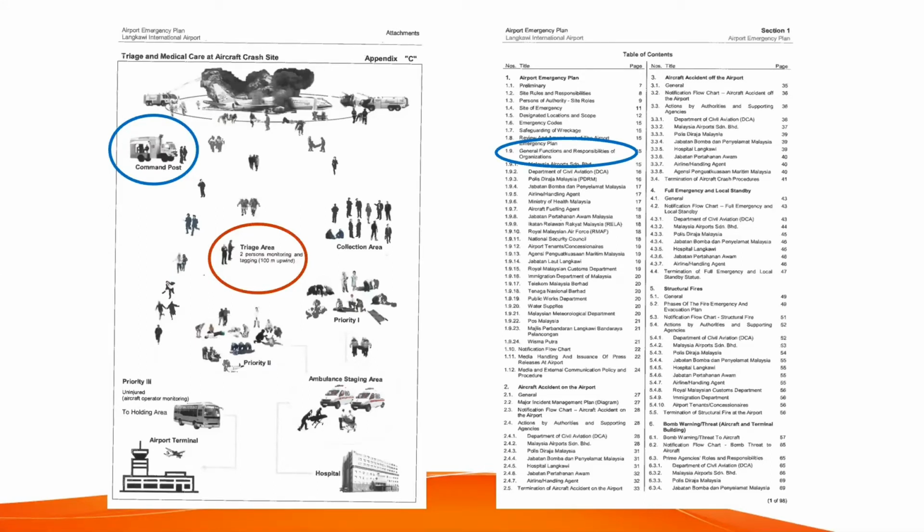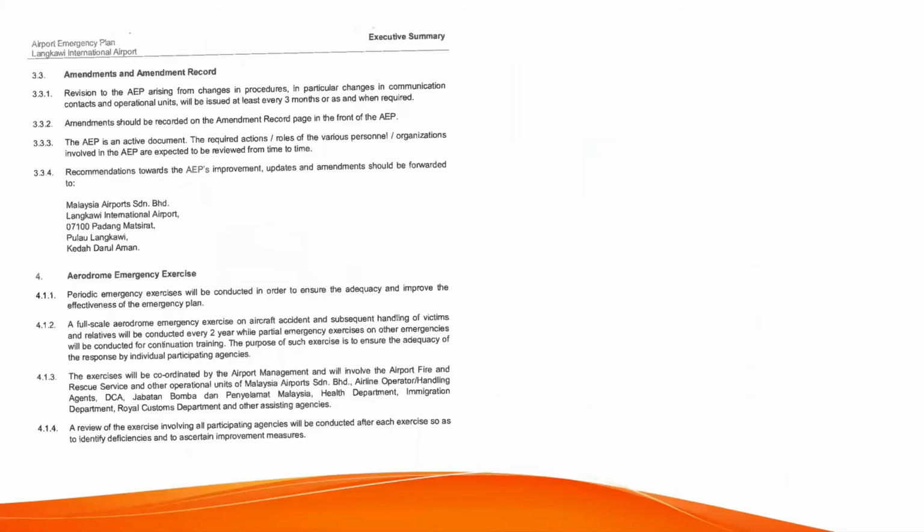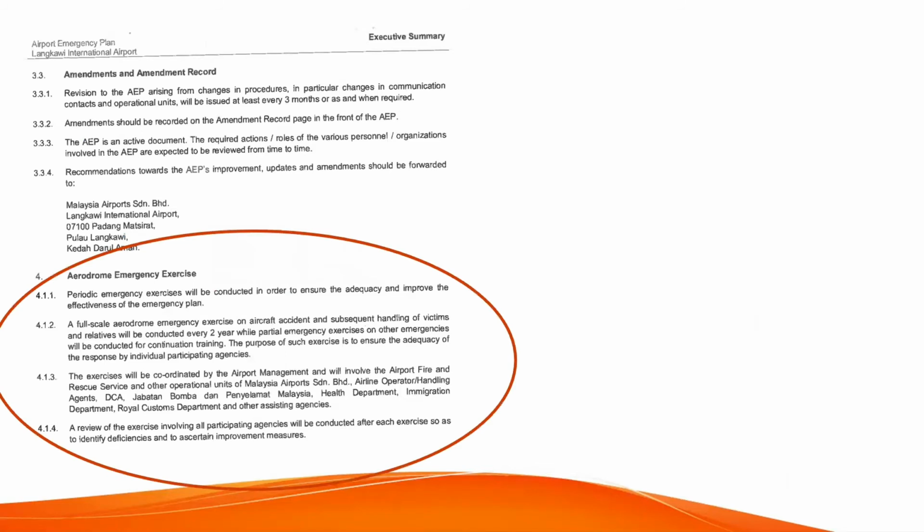So as you can see there in the table of contents, there is a general function and responsibility of organizations. The blue circles indicate the should parameters, and the red one is the shall. These blue circles indicate the type of emergencies that are provided in this plan. The next part provides the information on the emergency exercises, and as you can see, they will be conducted every 2 years.